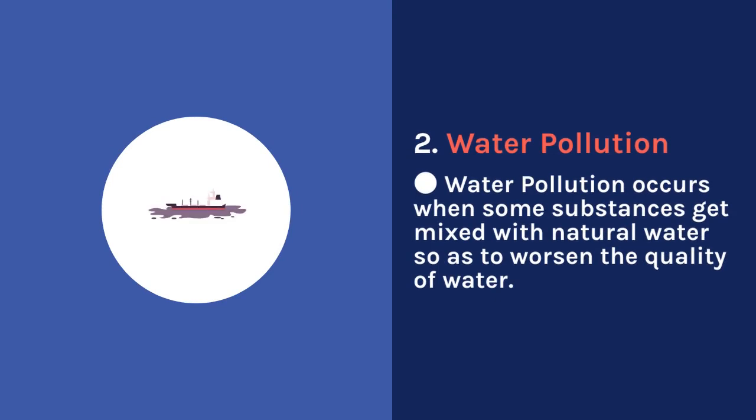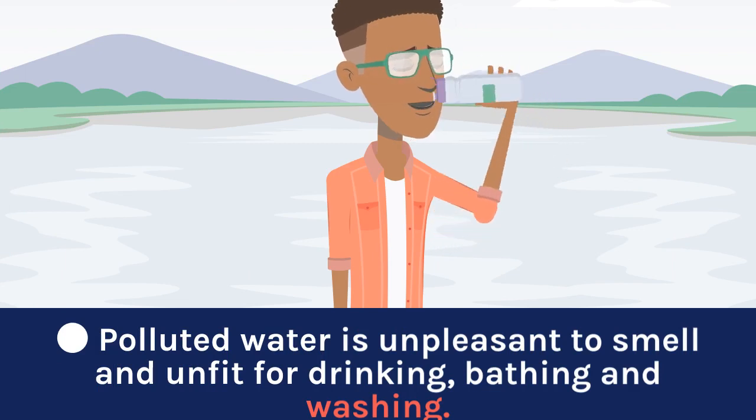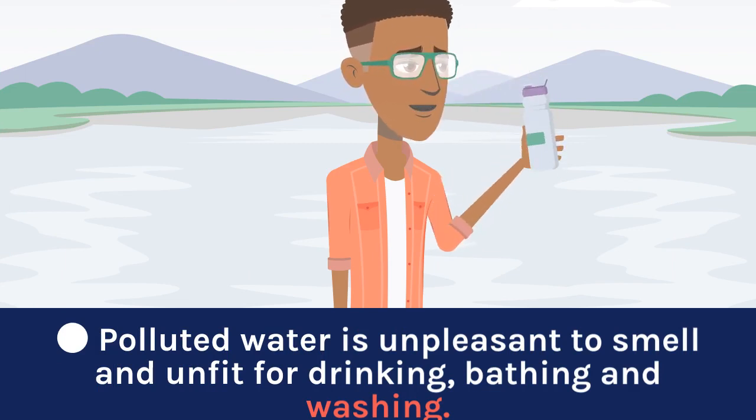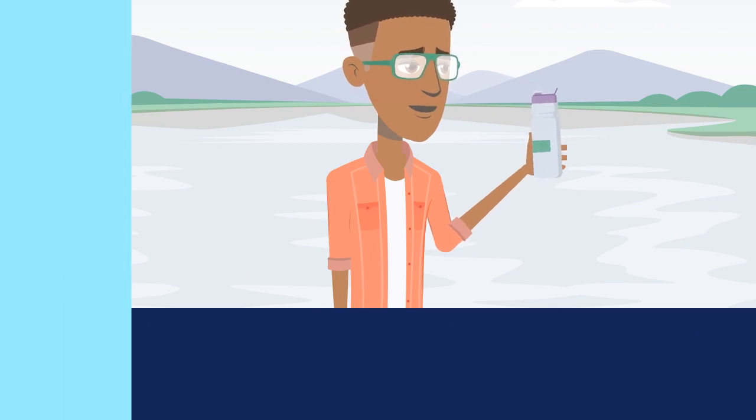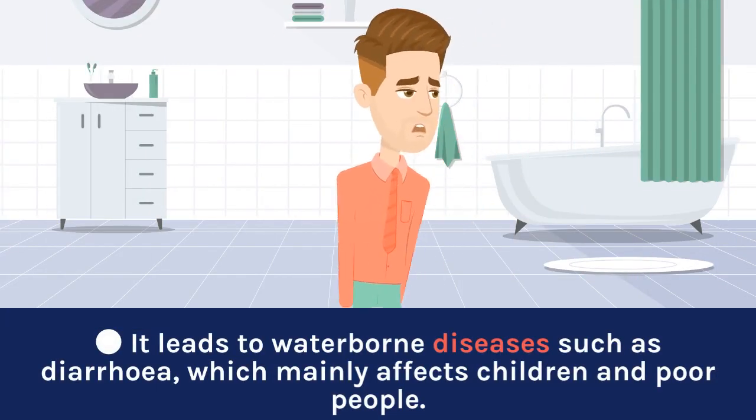2. Water pollution. Water pollution occurs when some substances get mixed with natural water so as to worsen the quality of water. Polluted water is unpleasant to smell and unfit for drinking, bathing and washing. It leads to waterborne diseases such as diarrhea, which mainly affects children and poor people.